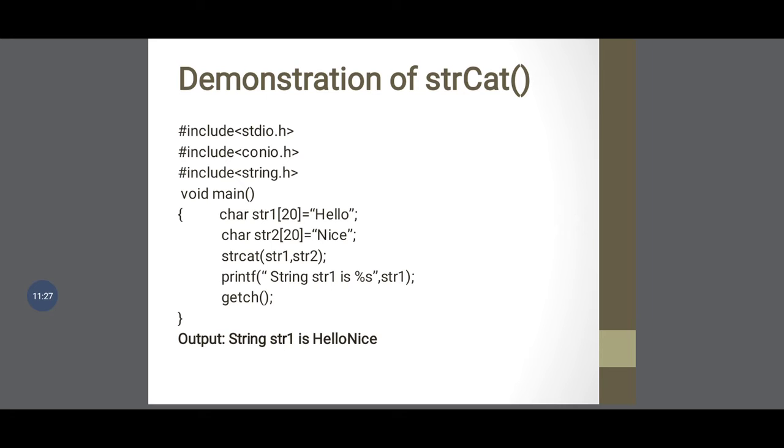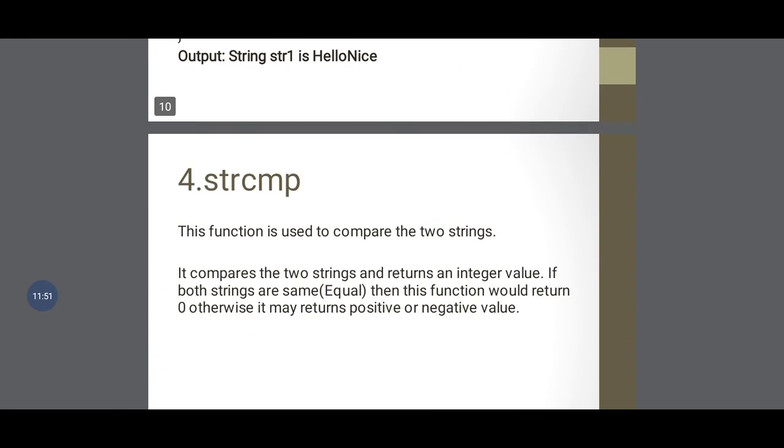And which string have we displayed? We have displayed string 1. So what happened? The nice string got combined with the hello string, and in string 1 we get the output hello nice. It means string 2 will get combined with string 1. This is nothing but string concatenation.